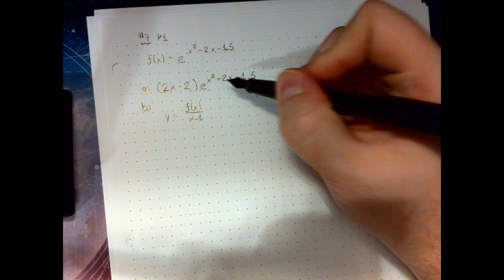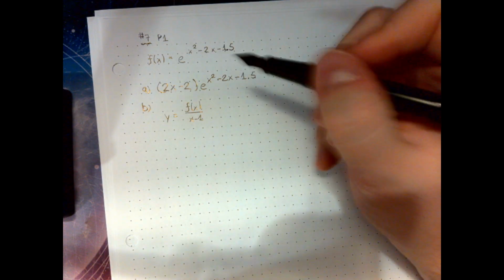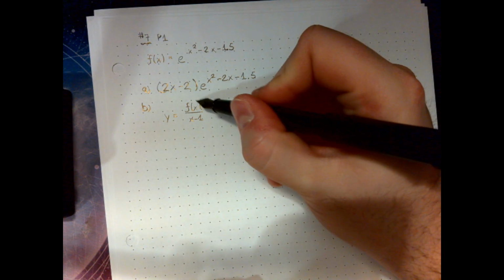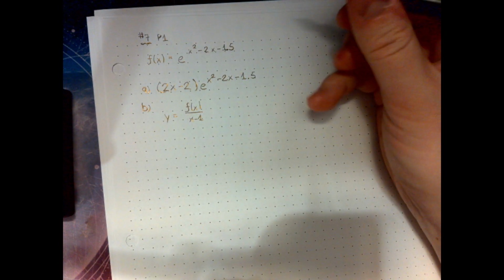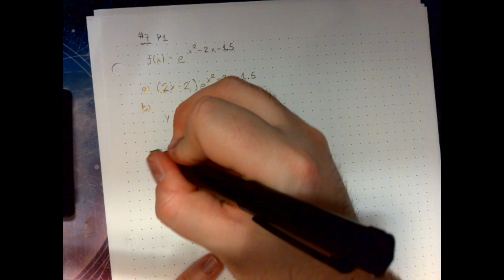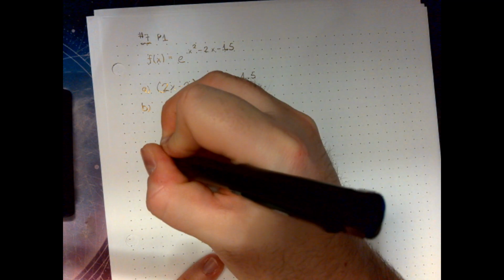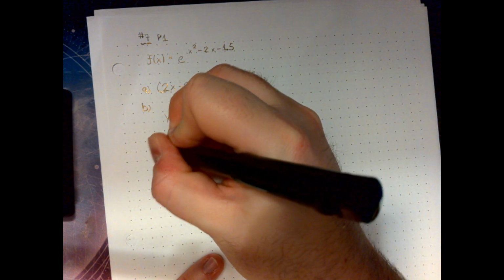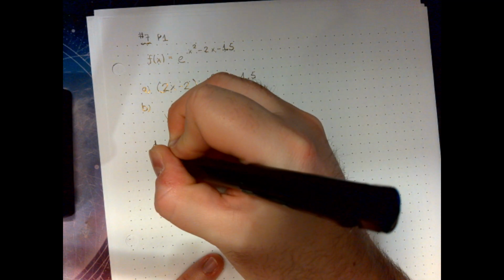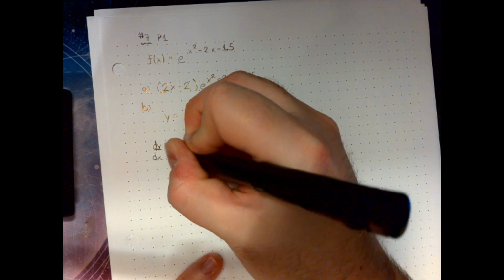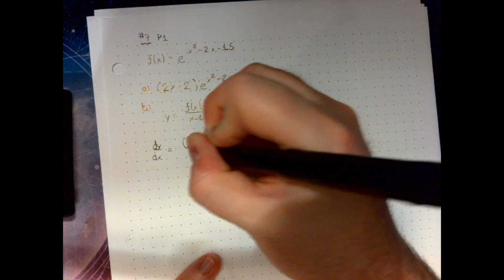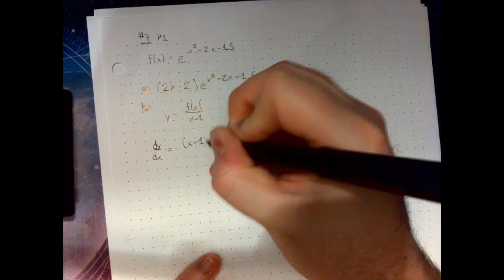Unfortunately, we can't just take the answer from our numerator. We have to do quotient rule because now we have our parent function divided by x minus 1, but that's not too bad. So we have here the derivative of y with respect to x is equal to, applying our quotient rule, x minus 1.